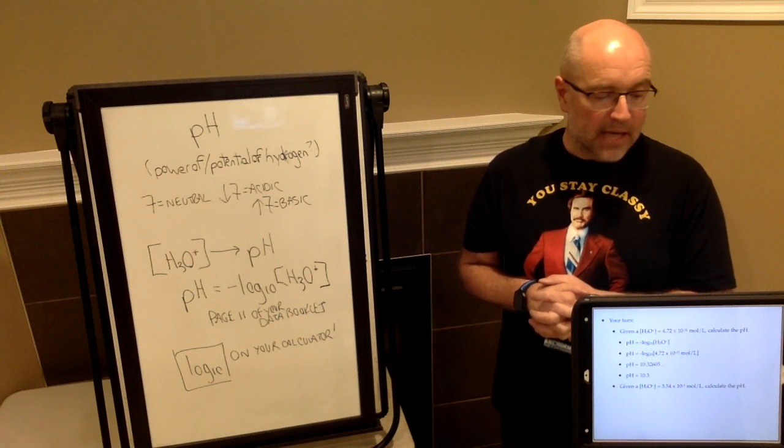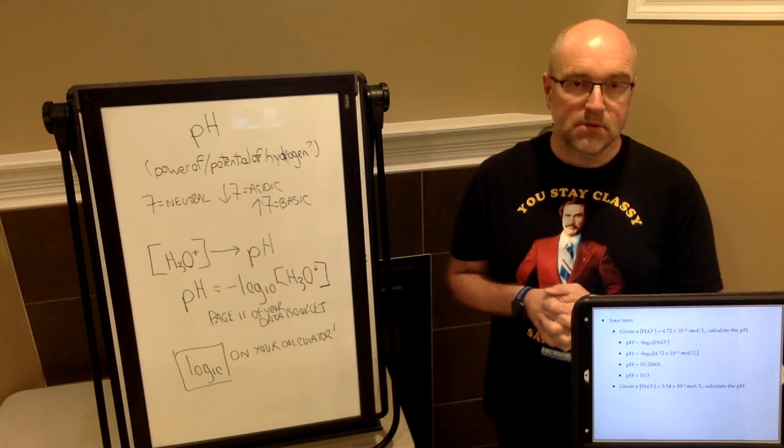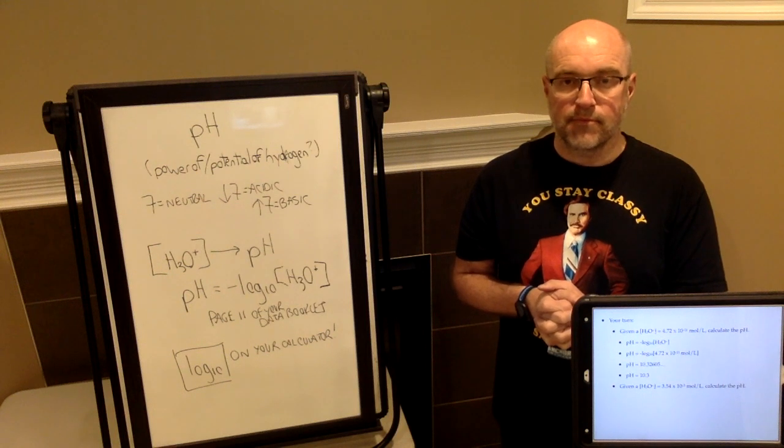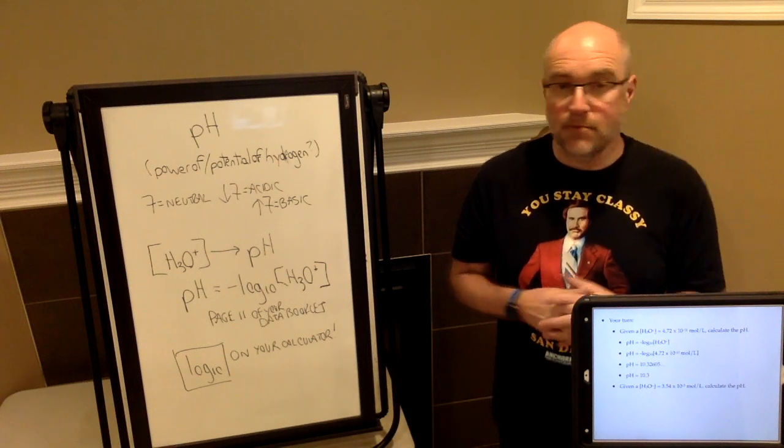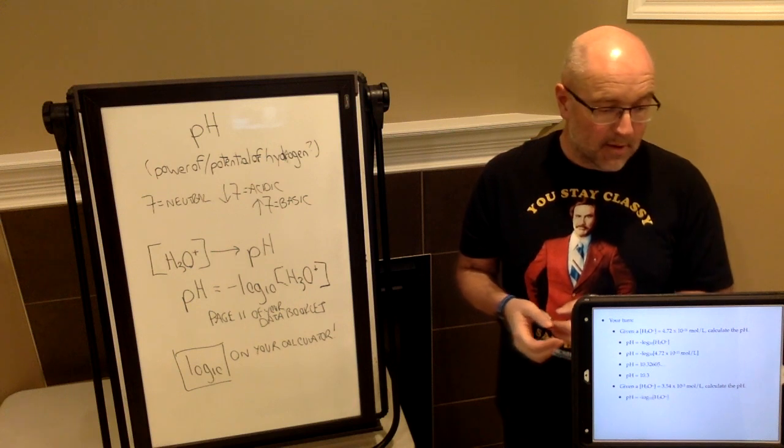And the next one is going to be a hydronium concentration of 3.54 times 10 to the negative third. Calculate the pH. I'll give you a couple seconds. You can pause me if you have to. You're probably loving this. Okay, here we go.